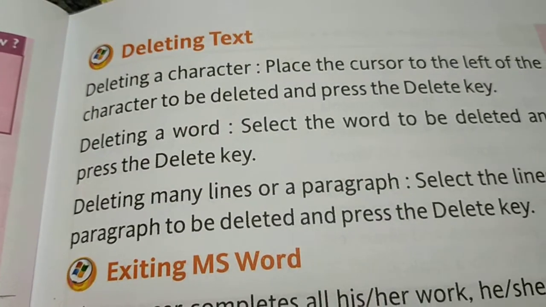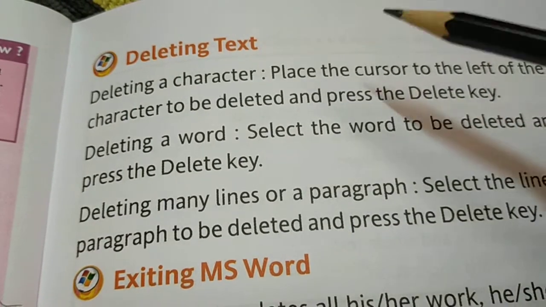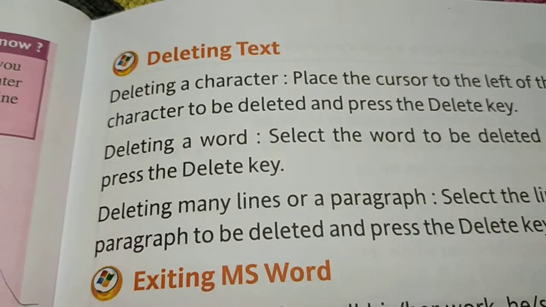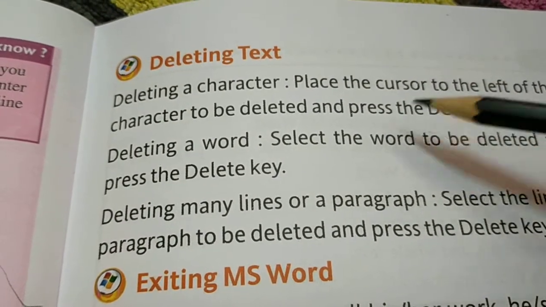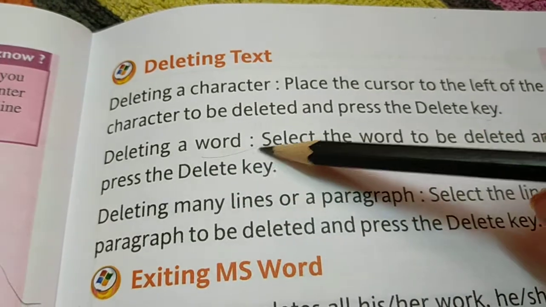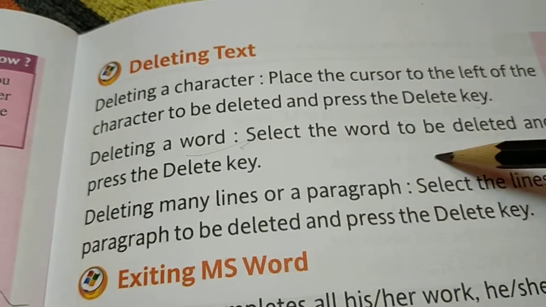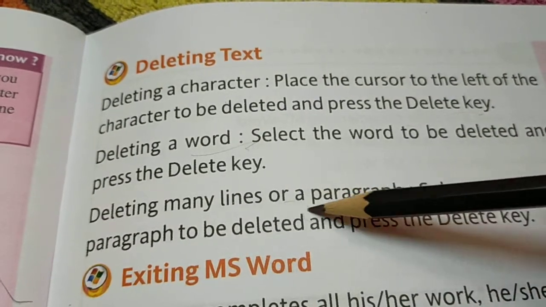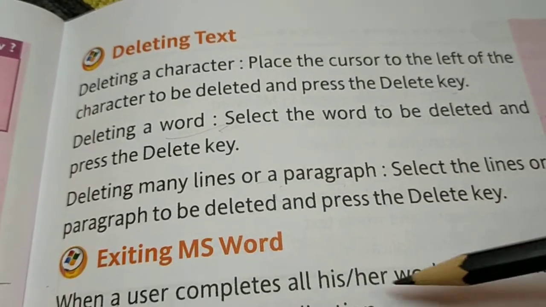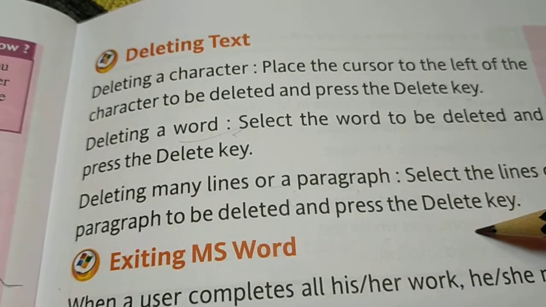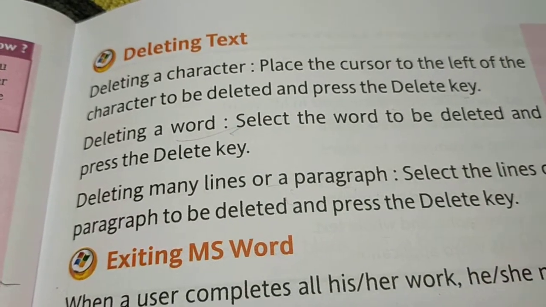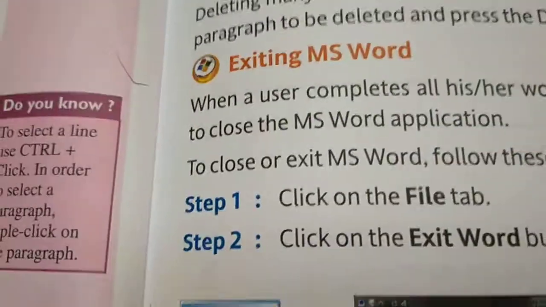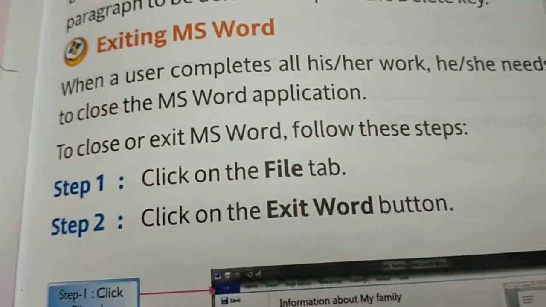Deleting text. First you have to select the text which you want to delete. Deleting a character, first you select it, then you press the delete key and it will be deleted. Likewise, select the word, then press the delete key. If you want to delete a paragraph or lines, first select the paragraph or lines, then press the delete key. It will be deleted.